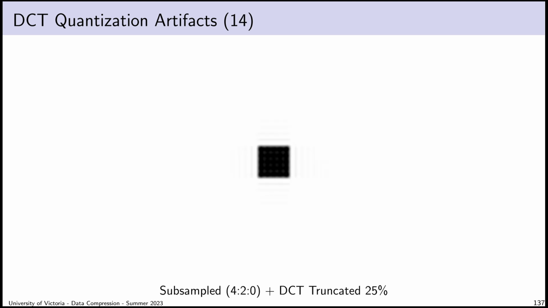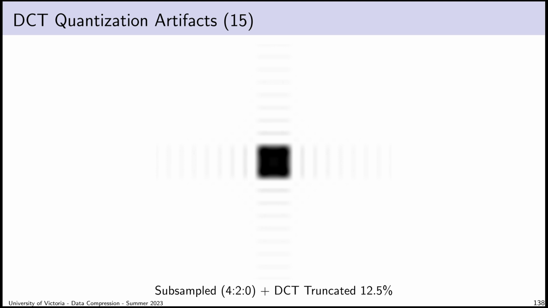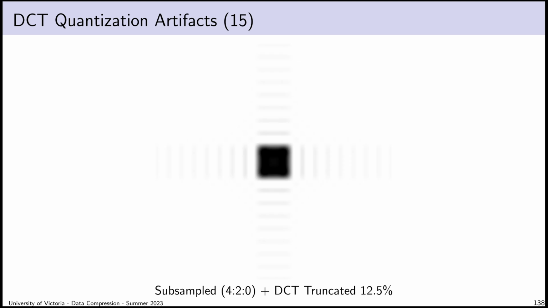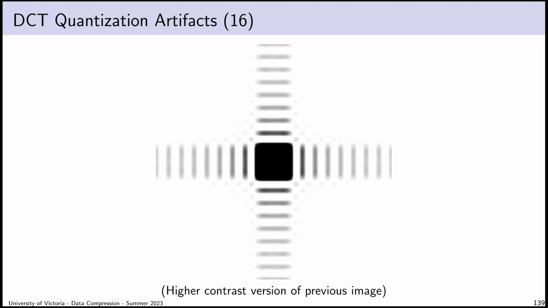There's the DCT truncated 25%. There it is truncated down to 12.5%, so even further. And then here is a higher contrast version. So I have digitally enhanced the image. This is not what the image actually looks like. I have deliberately exaggerated the contrast so you can hopefully see the artifacts more. Notice how the artifacts are periodic and they fade out.